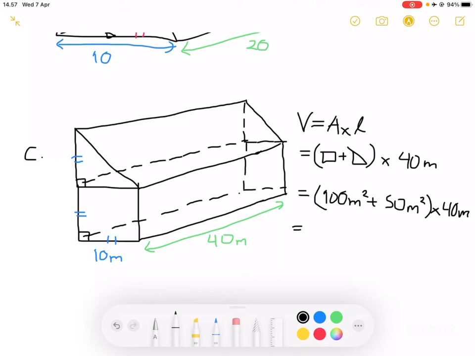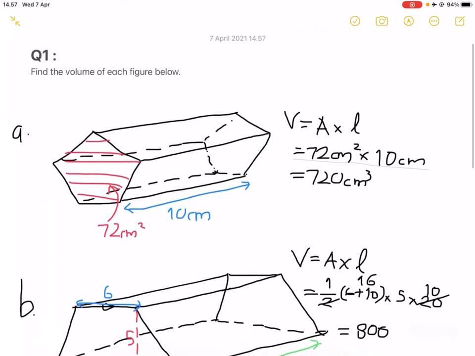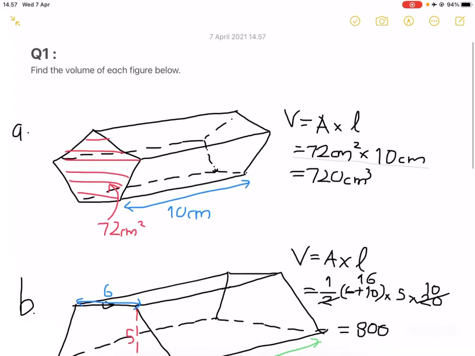We know 100 plus 50 will be 150 meters squared times 40 meters. That will be 6,000 meters cubed. So the volume of this figure will be 6,000 meters cubed. Right, so let's just take a break from some questions and let's talk about surface area of prisms.